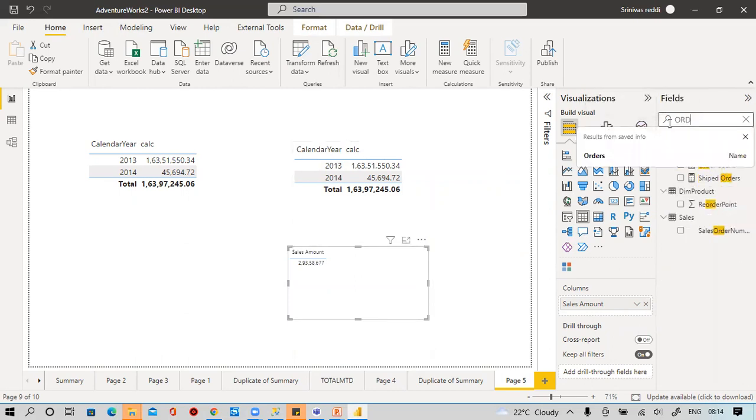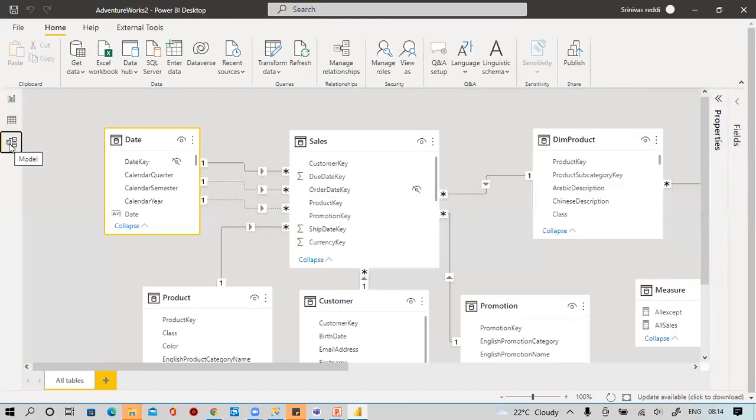Sir, is the role playing dimension similar to a one to many relationship? Santosh, I have not talked about any relationships. I have not touched anything about relationships. I purposely opened this report. I just gave you the definitions of the types of dimensions, which are useful from the theoretical, practical, and interview points of view.